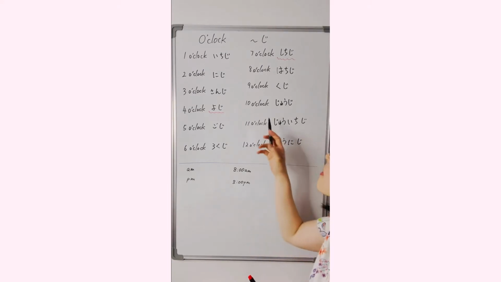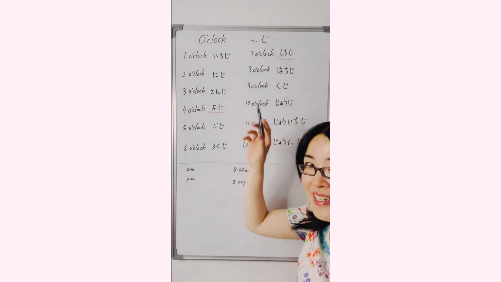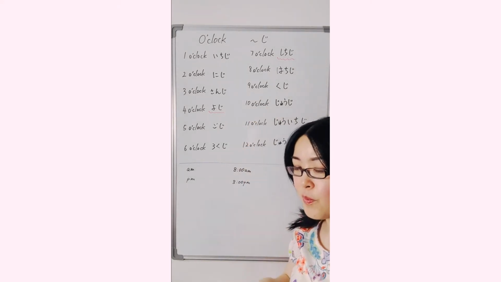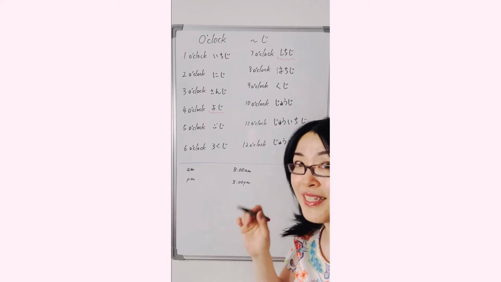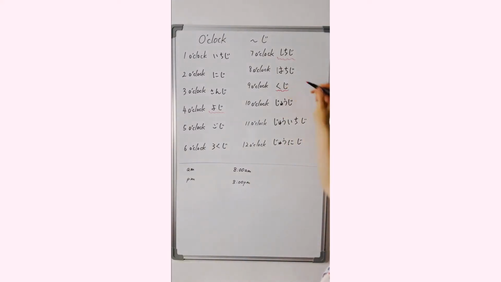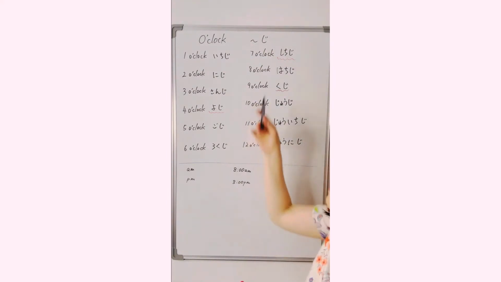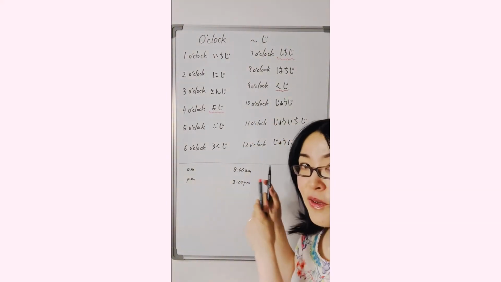12時. Oh, by the way, 9 o'clock, 9時. Number 9 has two names, kyuu and ku. But when we say 9 o'clock, 9時. Okay? Not 9時, alright? 9時. And there are 12 o'clock.